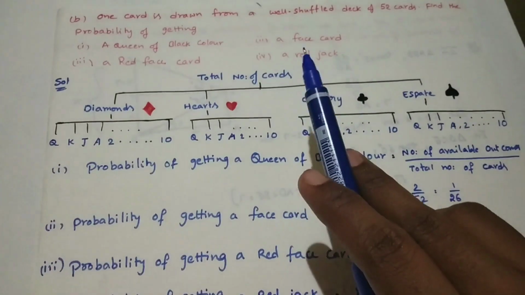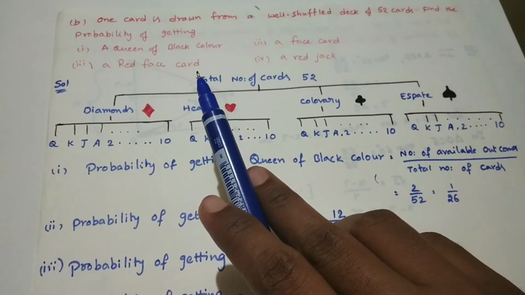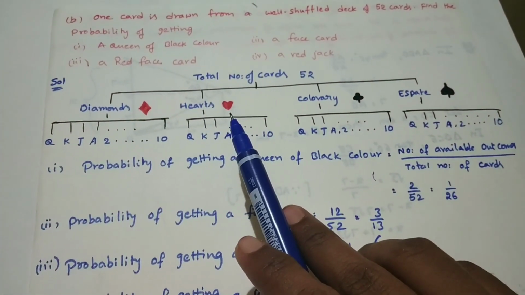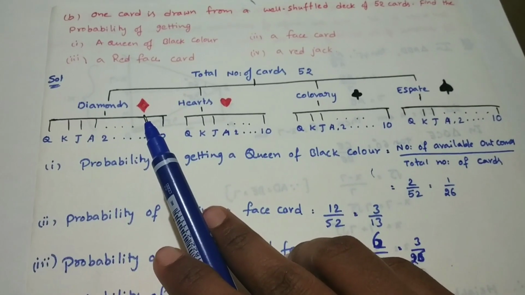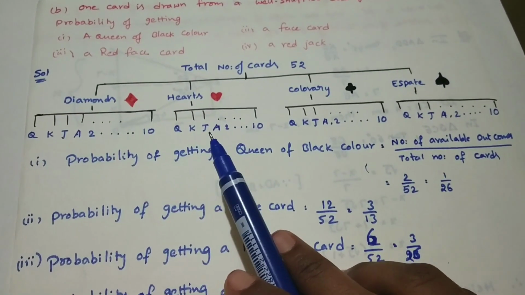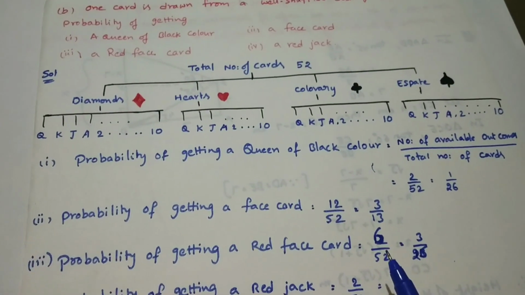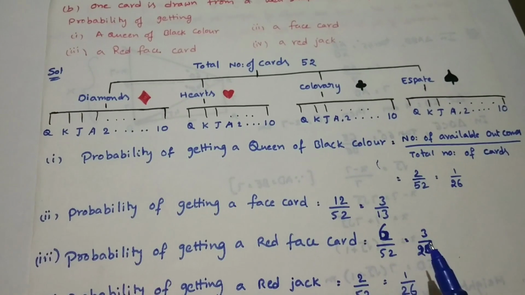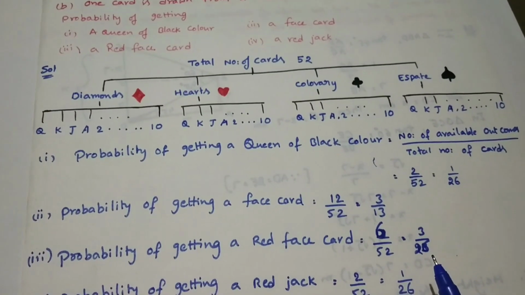Next one, what is the probability of getting a red face? Red face means this is one group, this is one group. In these, how many faces are there? 1, 2, 3 and 1, 2, 3. Totally 6 are there. So 6 divided by the total number of cards, 52. Do the cancellation and you get 3 by 26.